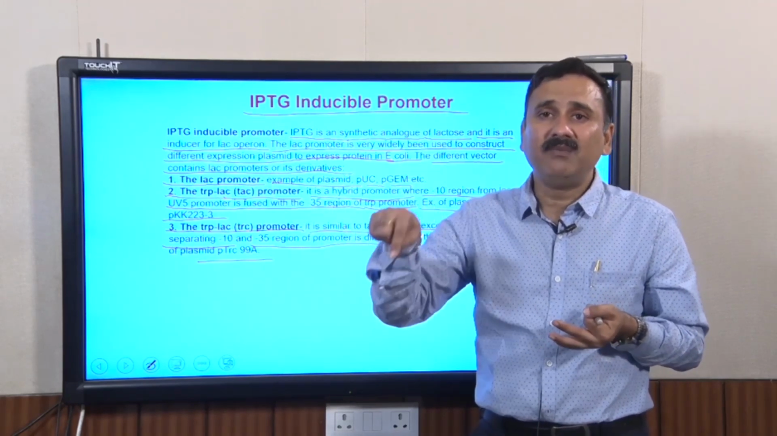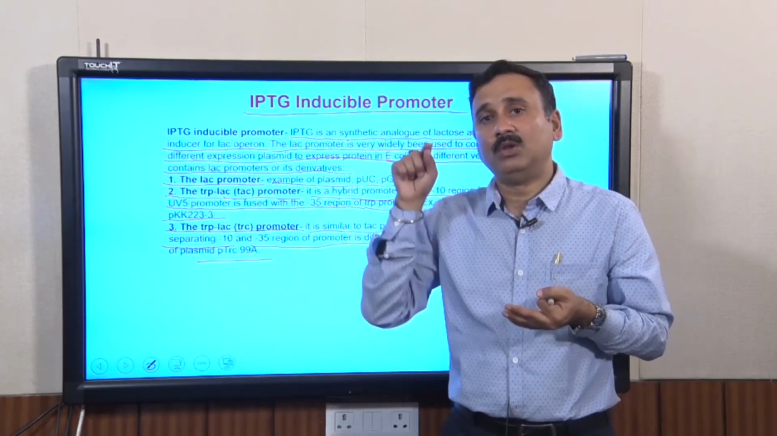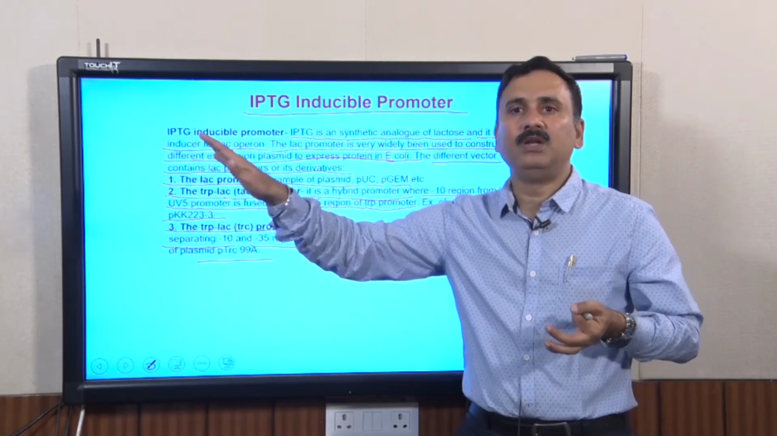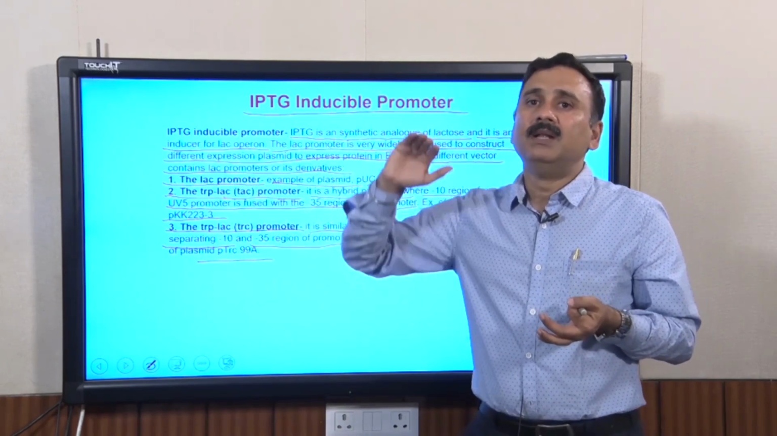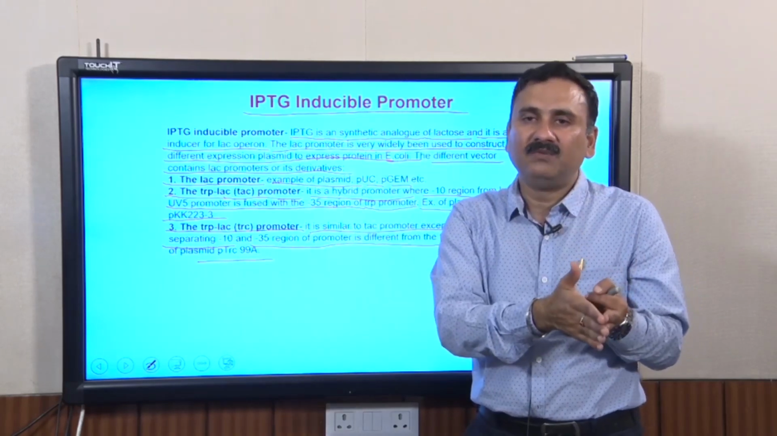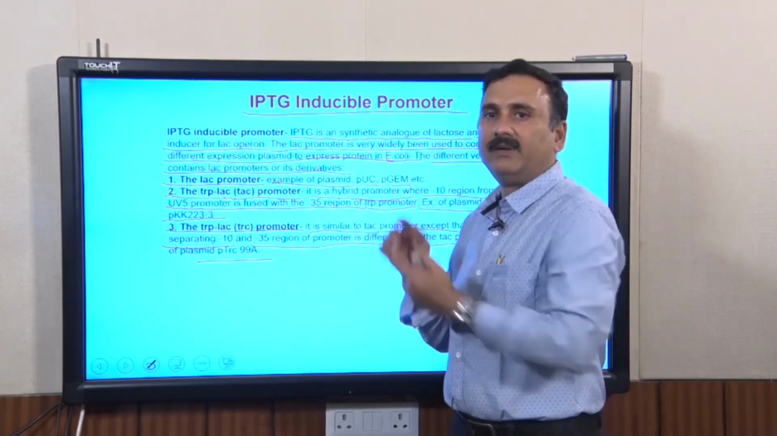Whereas, in the case of IPTG, since IPTG is a non-hydrolyzable lactose analog, it is going to induce the lac operon, but that induction will remain constant from the start of the experiment to the end of the experiment.